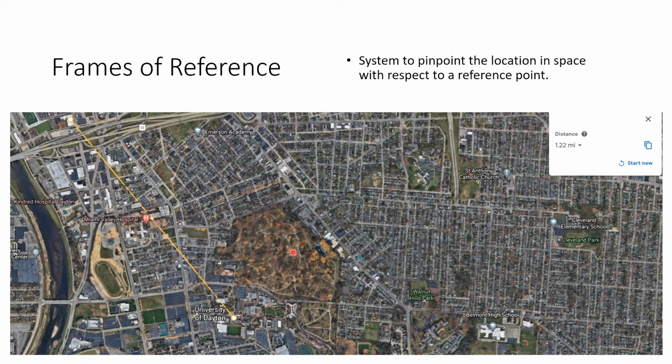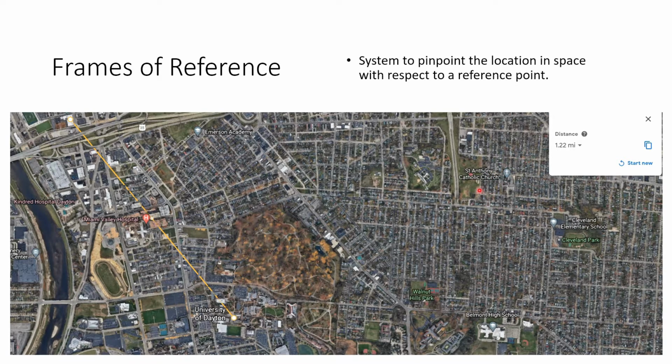So, for example, let's talk about this image again. Since this is measuring displacement, what could be my reference point? I could be measuring from St. Anthony's Catholic Church right here. I can measure my displacement from St. Anthony's Catholic Church to the University of Dayton, and I can measure my displacement from St. Anthony Catholic Church to CJ, right?